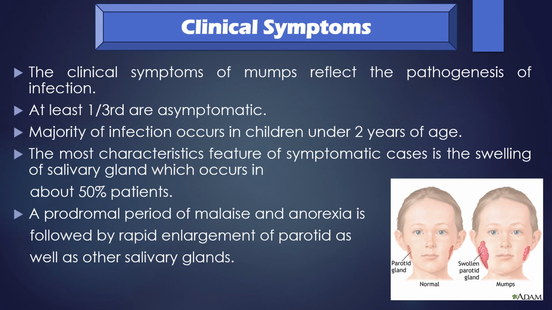Clinical symptoms. The clinical symptoms of mumps reflect the pathogenesis of infection. At least one-third of all mumps infections are asymptomatic in nature. The majority of infections occur in children under 2 years of age. The most characteristic feature of symptomatic cases is the swelling of salivary glands, which occurs in about 50% of patients. A prodromal period of malaise and anorexia is followed by rapid enlargement of the parotid as well as other salivary glands.